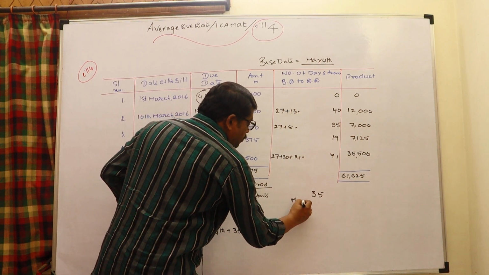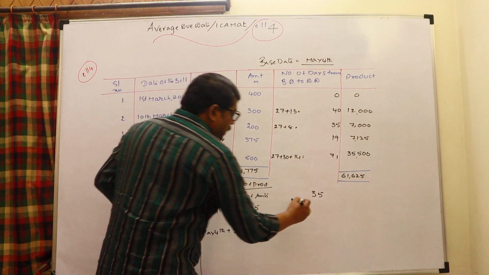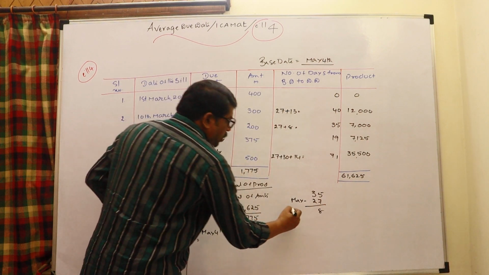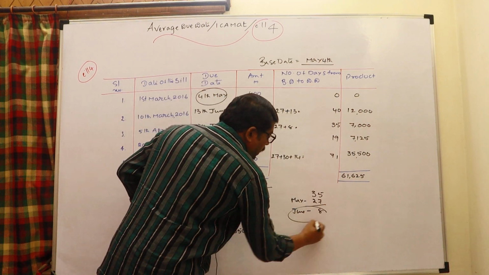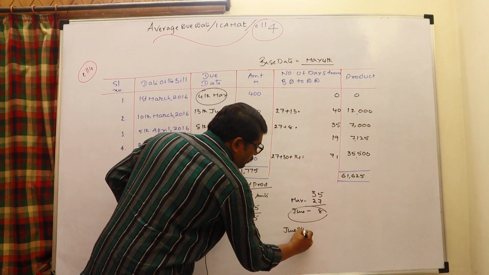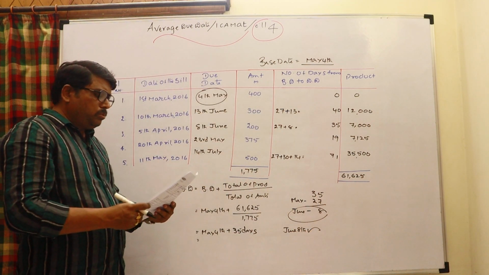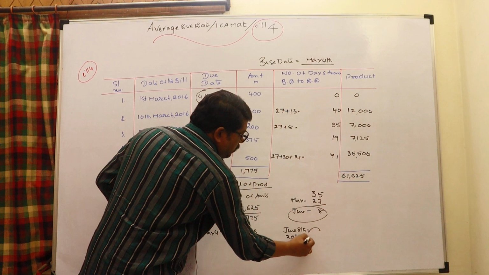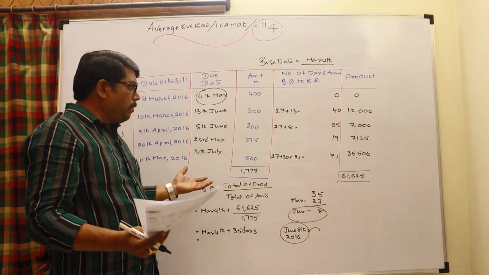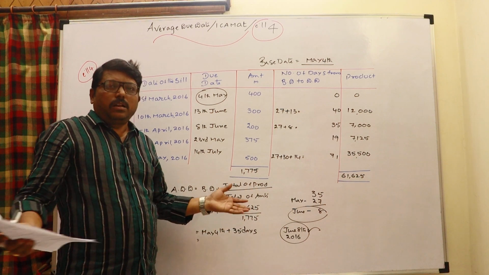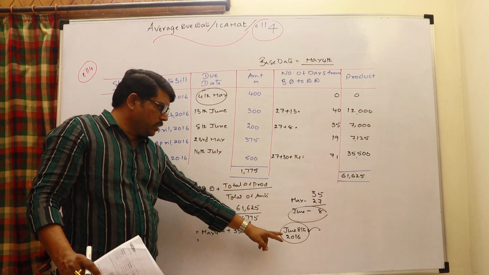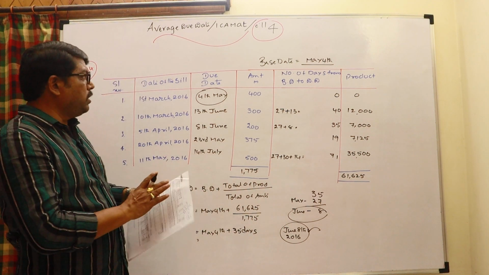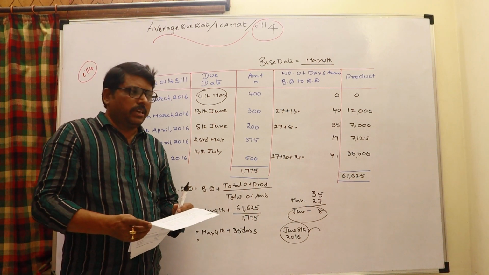In May, how many days can we add? 27 days. May is completed. Then go to June, and the 8th of June itself is the average due date. In the given case, June 8th, 2016 is the average due date. For the complete amount of 1,775, a lump sum, a single bill can be drawn on this date, and there will not be any loss of interest to both parties. This is Illustration 4. We can discuss Illustration 5 in the next class. Bye.